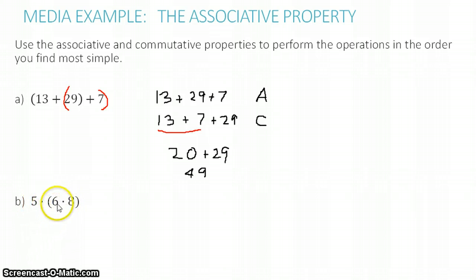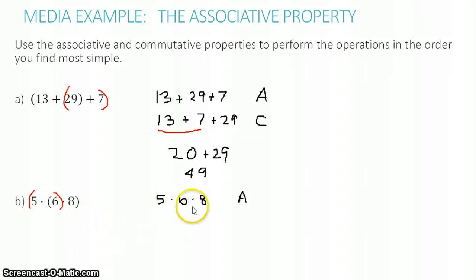We have 5 times 6 times 8 in parentheses. So the parentheses mean we should multiply 6 times 8 first, but by the associative property, we can regroup them however we'd like. So we could think of the parentheses as being around 5 times 6 and do this multiplication first. But in general, again, you can just drop the parentheses provided that all of the operations are multiplication.